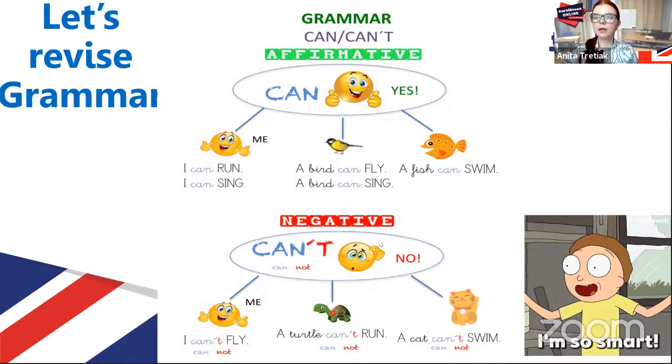And that's it. So, guys, now in the chat, write one thing that you can do and one thing that you can't do. For example, I can say, I can run, one thing that I can do, and I can't ride a bike, one thing that I can't do. So write in the chat what you can do and what you can't do. I'm waiting for your answers. I'm going to read them.